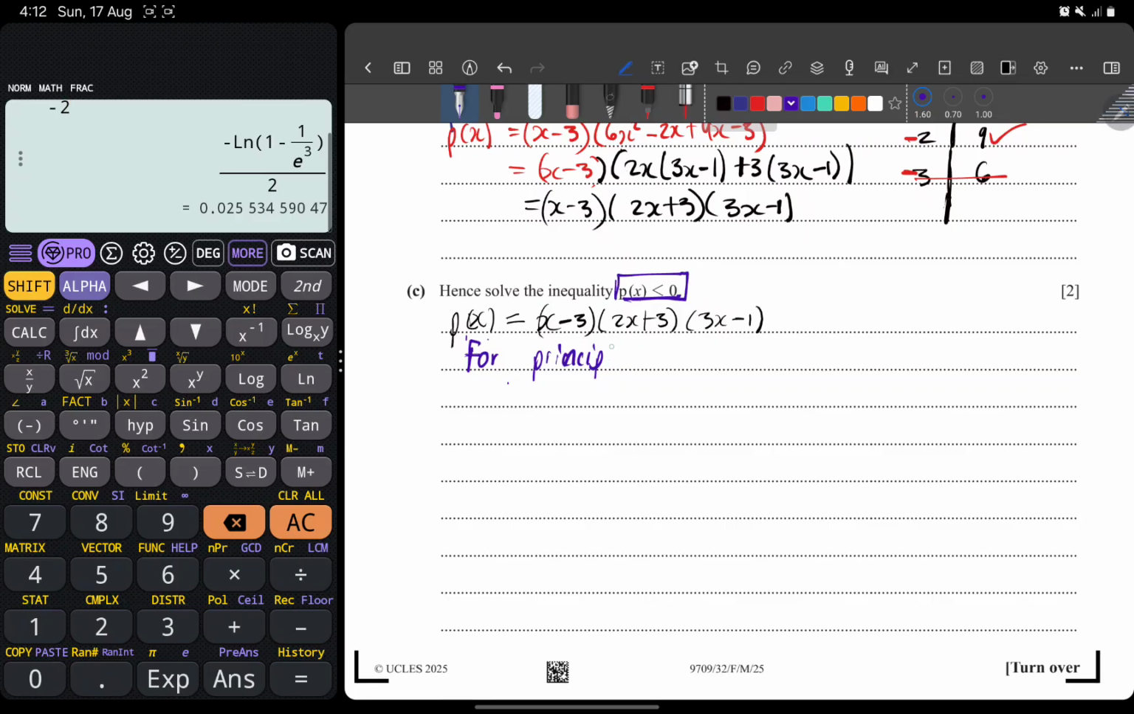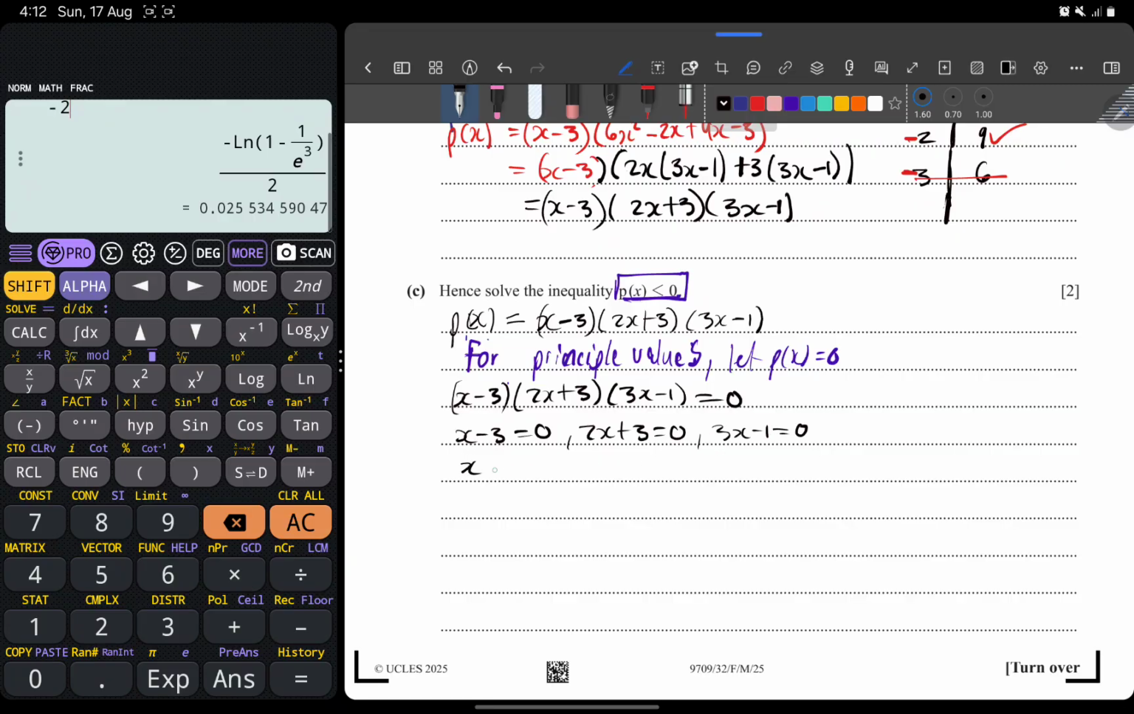So right now we're saying for principal values, you say, let P of x be equal to 0. Remember, I said always write on the left half in case you need the other half, right? So x minus 3 multiplying 2x plus 3 multiplying 3x minus 1 is equal to 0. That's what you do for principal values. Now that means x minus 3 is equal to 0, or 2x plus 3 is equal to 0, or 3x minus 1 is equal to 0, which means x is equal to 3, or x is equal to negative 3 over 2, or x is equal to 1 over 3. These are the three possible solutions for x, right?